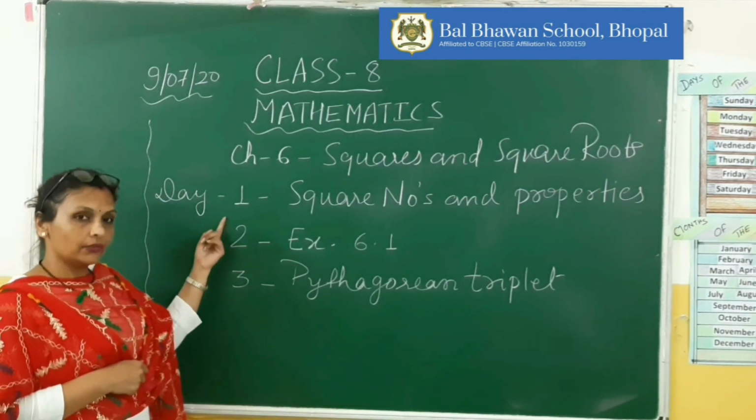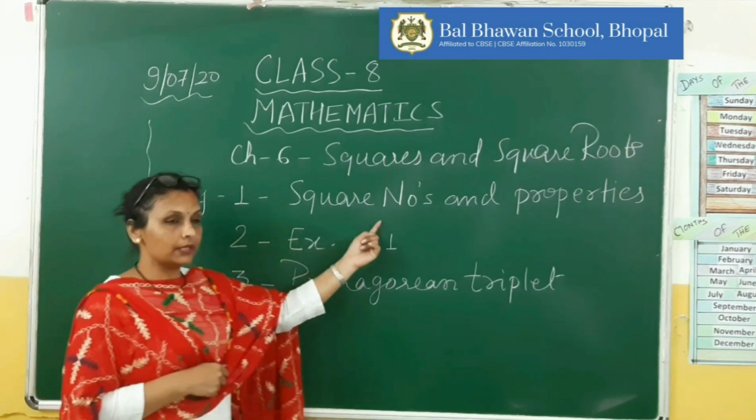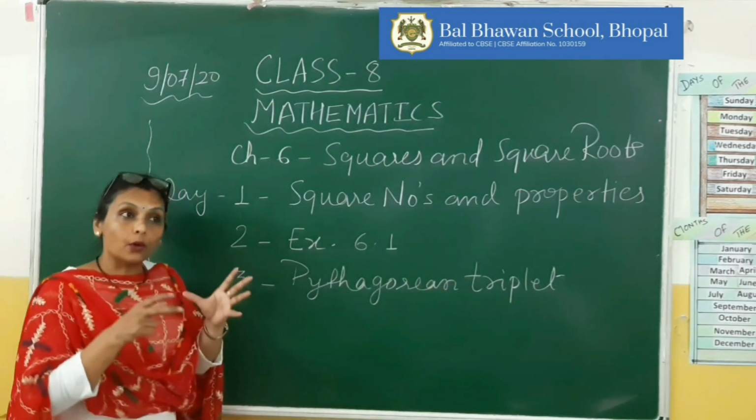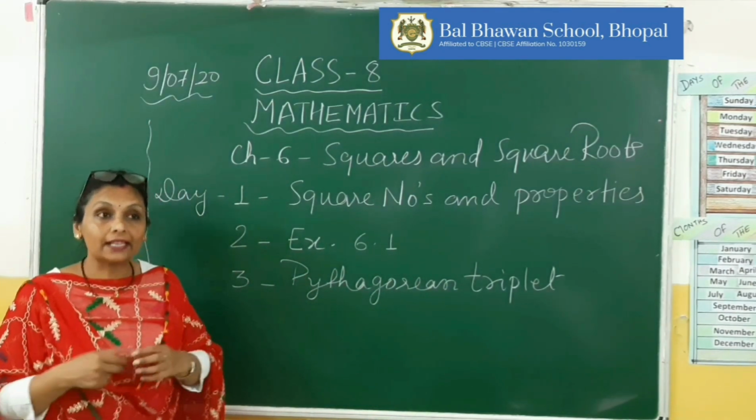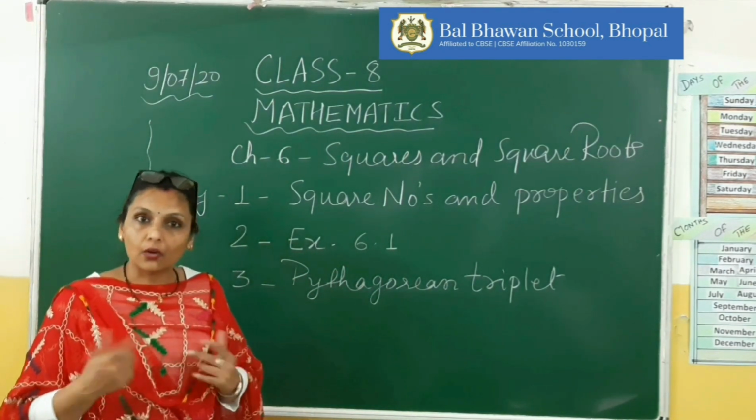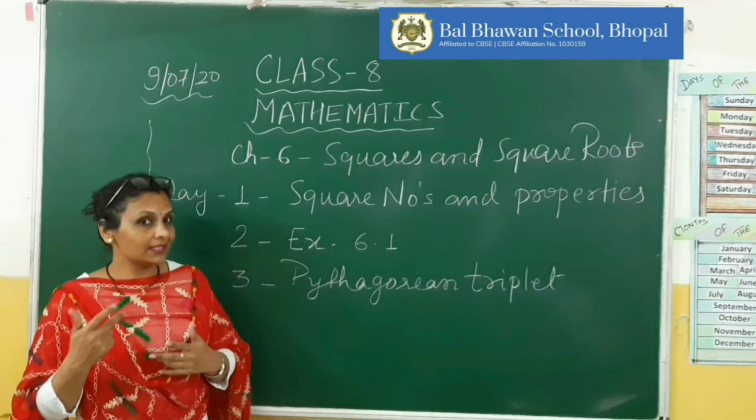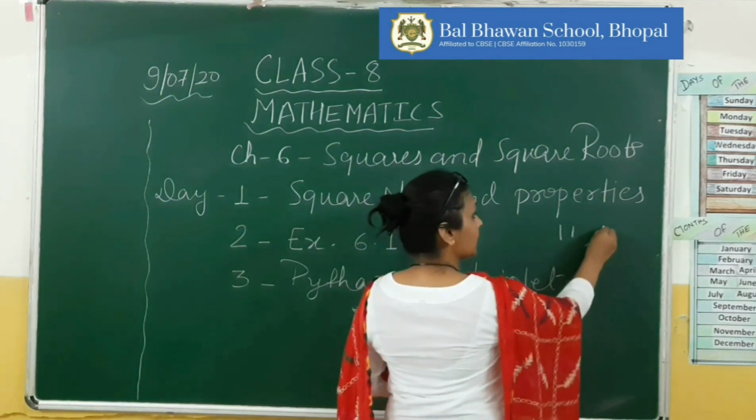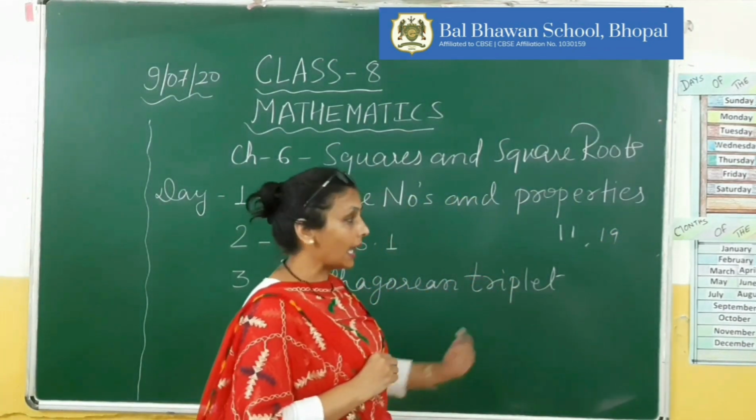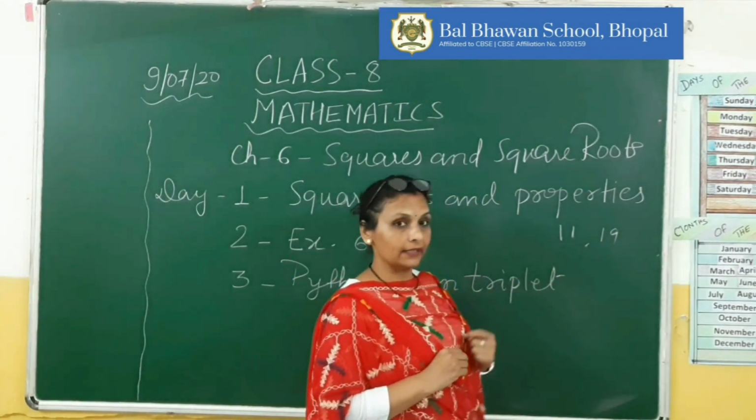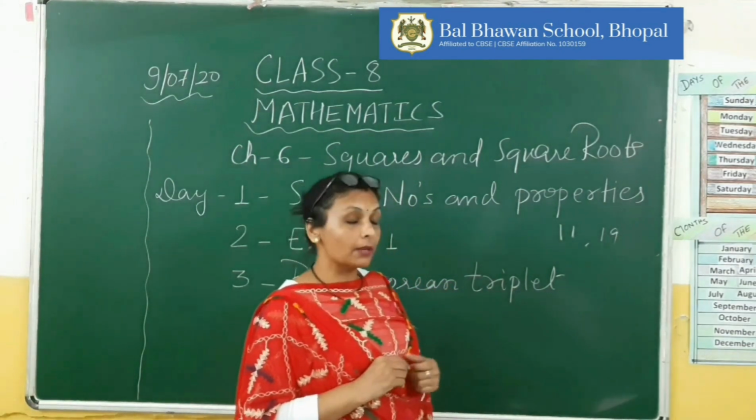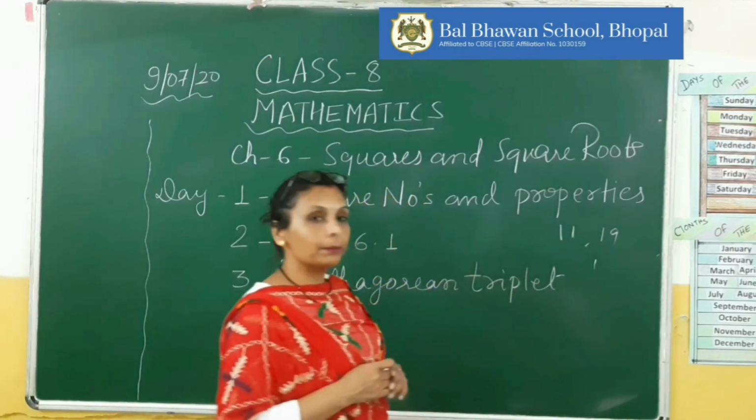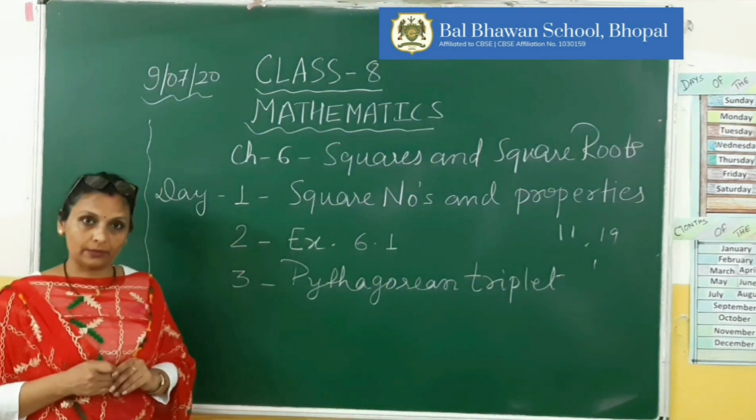On day 1, we studied what are square numbers and the properties of square numbers. Like the squares of odd numbers are odd, squares of even numbers are even. If I write down 11 or 19, two numbers having the unit digit 1 and 9, then the squares of these numbers will end in 1 only, right? So like this we completed the properties of square numbers.